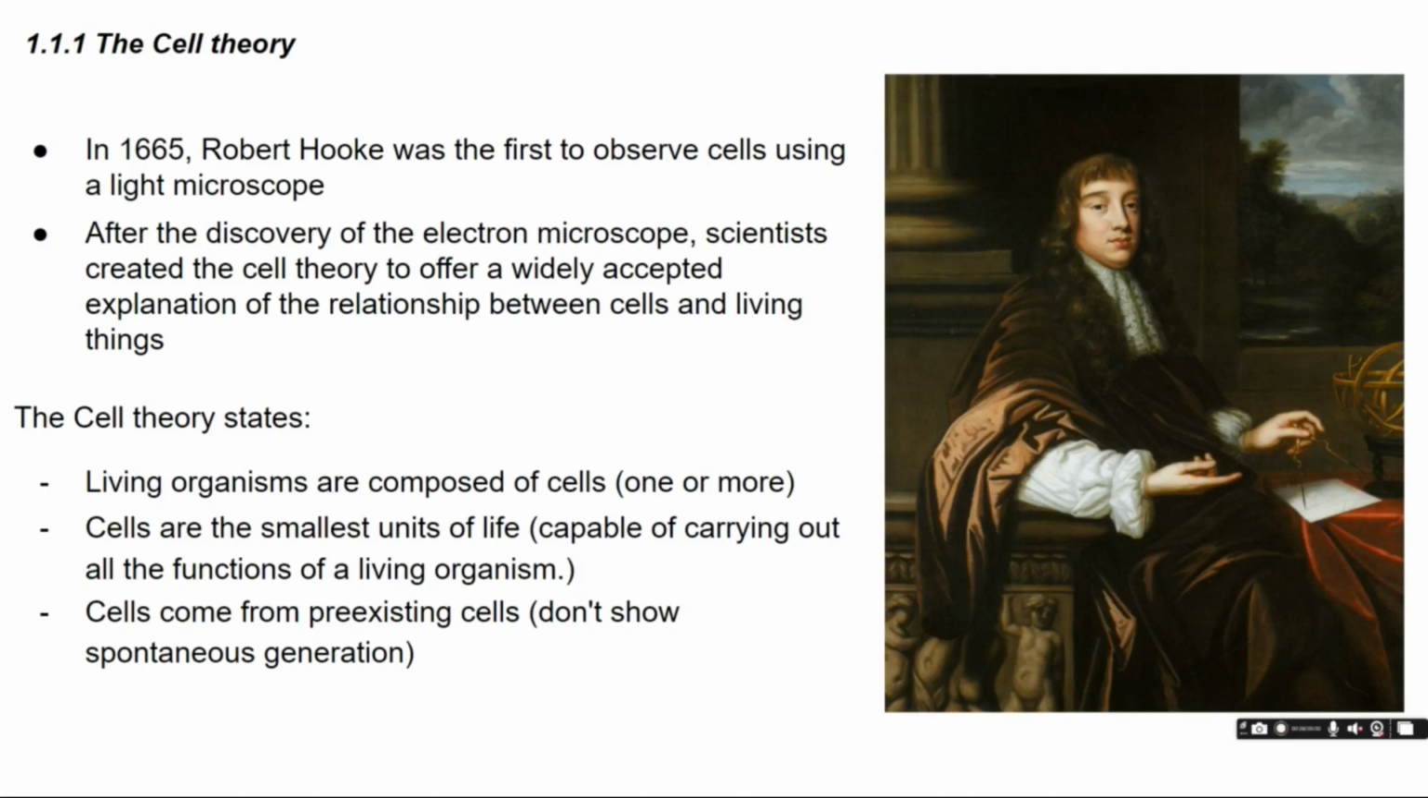The first part is that all living organisms are composed of one or more cells. The second part is that cells are the smallest unit of life. And the third one is that cells always come from pre-existing cells. And you will need to know these three, so write them down.